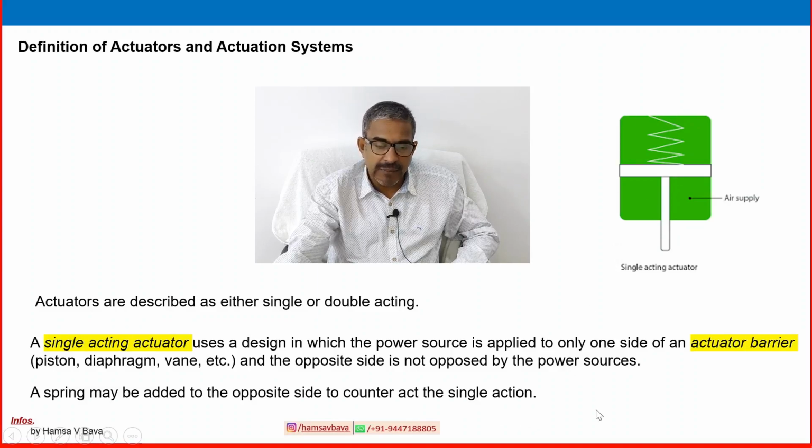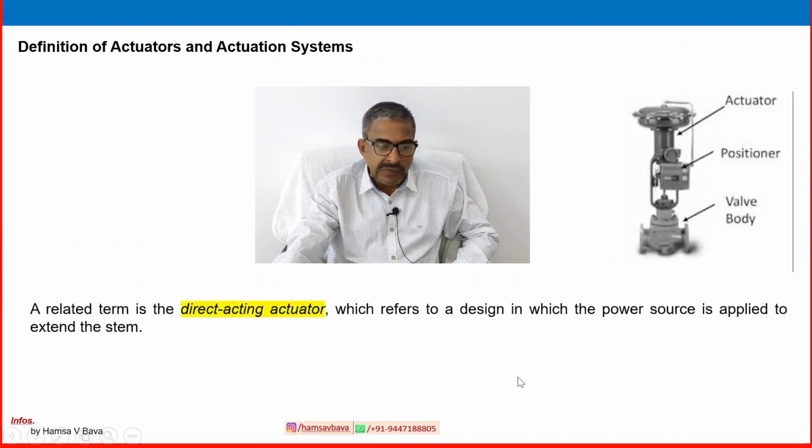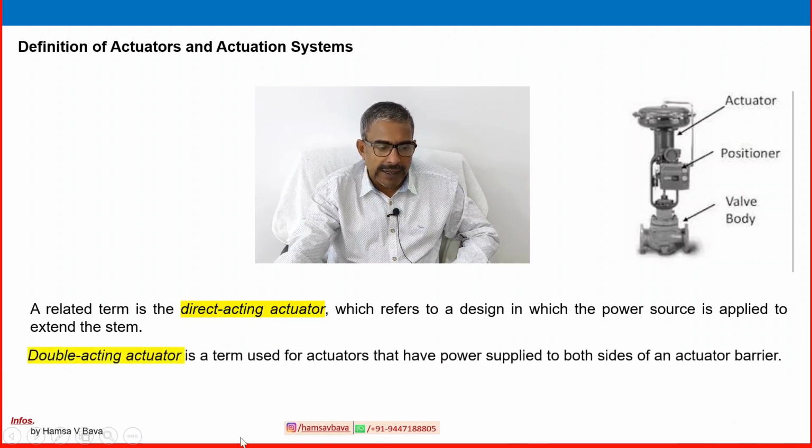See, this is the method of single acting, and there are double acting and reverse acting, many types of actuators. I am not going into detail, but let us see the general information available. A related term is the direct acting actuator. Here, direct acting, the air is entering from the top, which refers to the design in which the power source is applied to extend the stem. It is pushing the stem down. And a double acting actuator is the term used for an actuator that has power supplied to both sides of the actuator. So there is single acting and double acting.